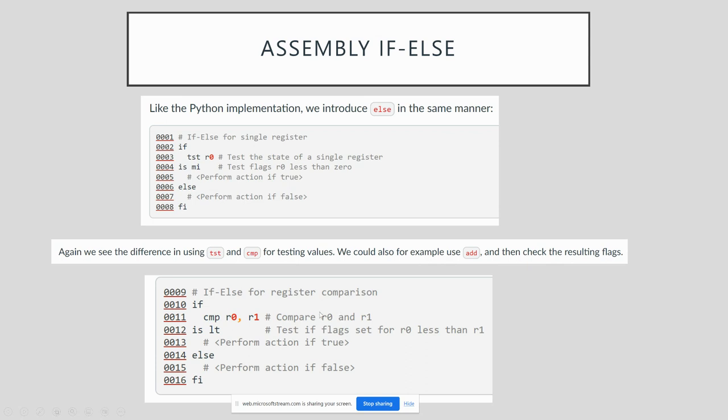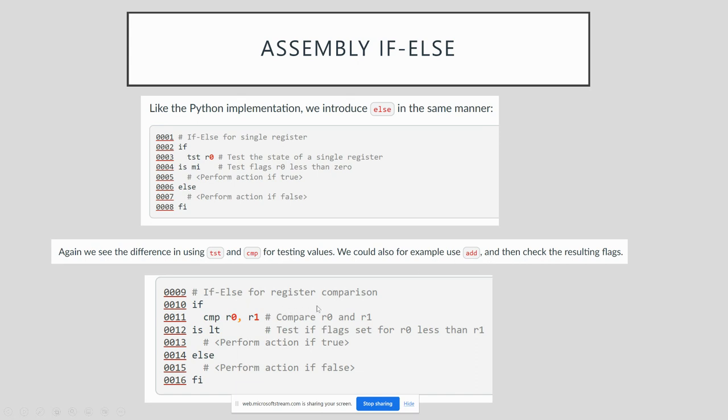Assembly if else. Like the Python implementation, we introduce else in the same manner. So if else for a single register: if test R0, register 0 of a single register is minus, test flag R0 is less than 0, then perform action if true. Else perform action if false. So again, we use the difference in using TST or test and compare for testing values. We could also, for example, use add and then check the resulting flag.